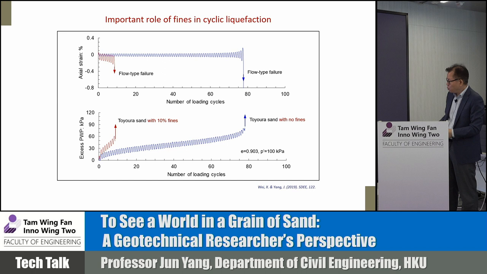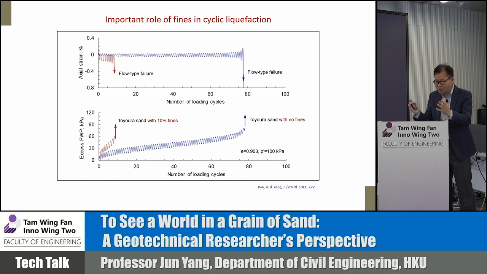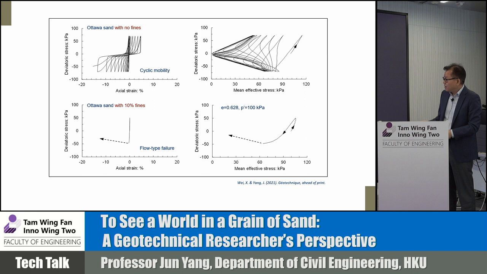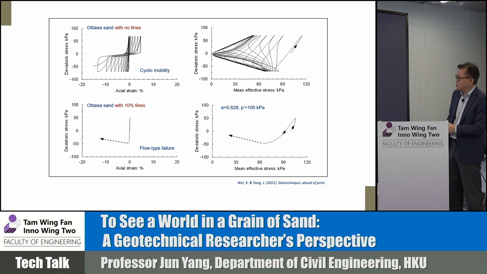For example, the Toyota sand with no fines fails at around the loading cycle of 77 or 78. But the Toyota sand with just 10% fines fails at around 7 to 8 cycles. So in terms of liquefaction resistance, they are significantly different. But we need to keep in mind they have almost the same void ratio or density and confining stress. So this test result gives you very clear evidence that fines tend to reduce the liquefaction resistance of sand. This is another excellent piece of evidence for the role of fines in liquefaction resistance.